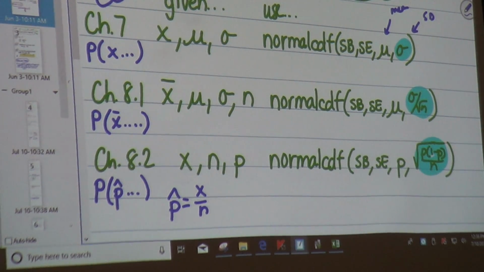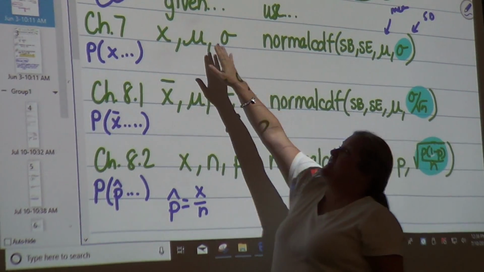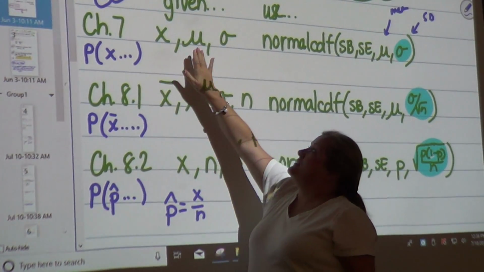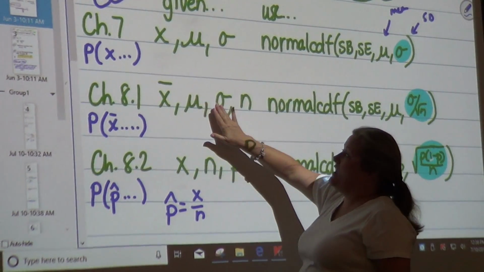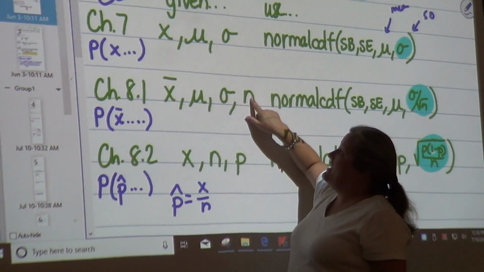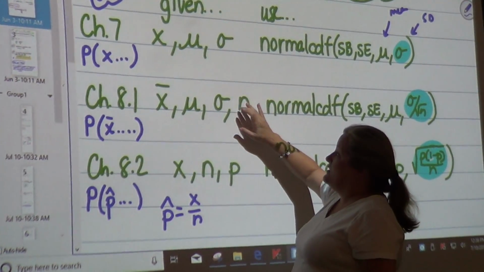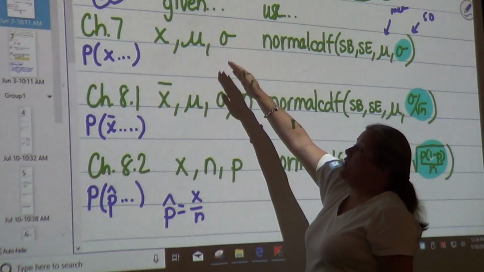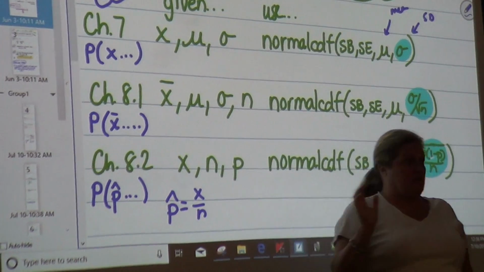But these are the 3 different things. So we're still going to be doing normal CDF. You just have to be saying to yourself, what was I given? Was I given X, the mean and the standard deviation? Was I given X bar, which is the mean? And then how many? This reminds me that I'm going to be dividing by the square root of the size of the group. So what I'm given is going to determine what I'm going to be using.